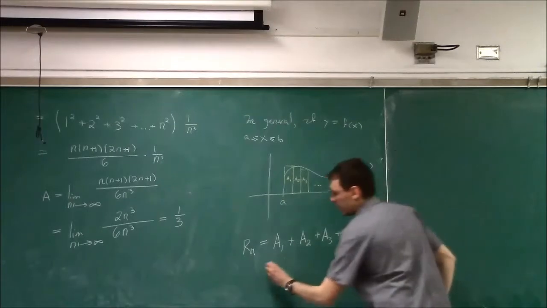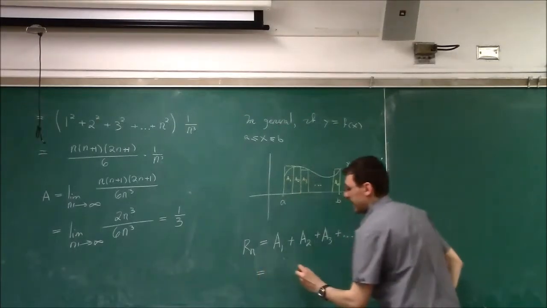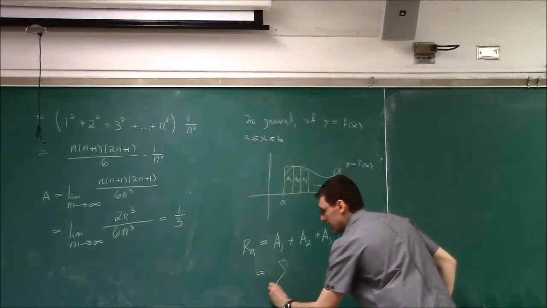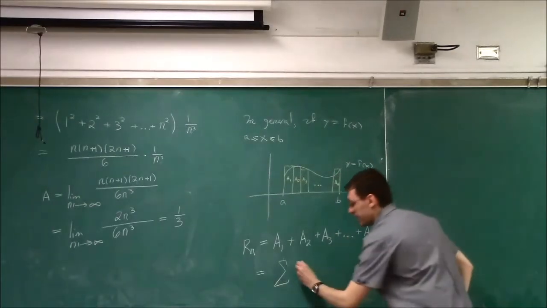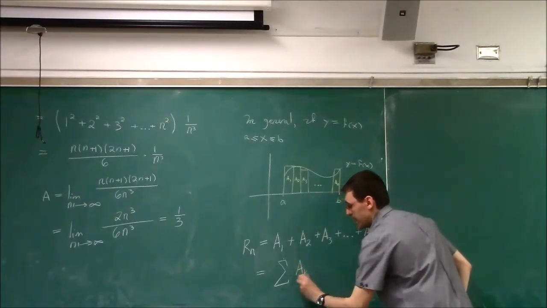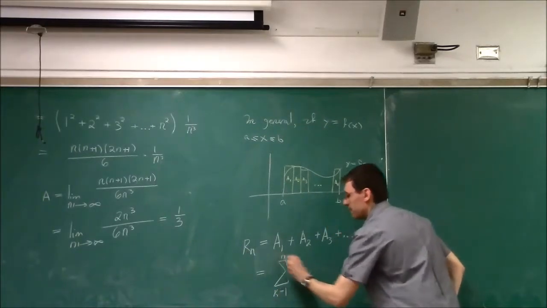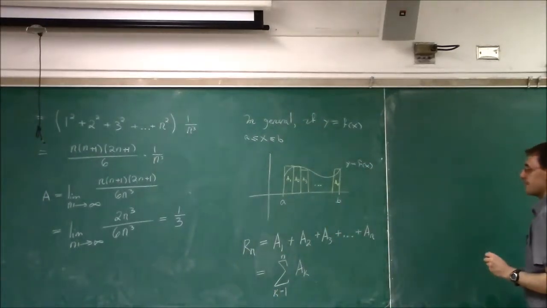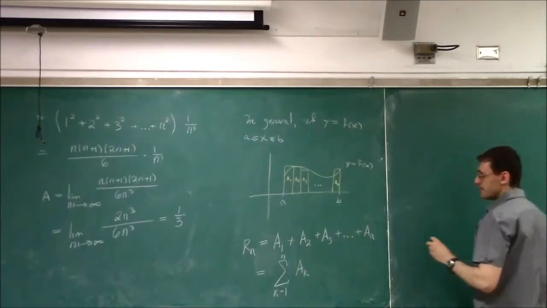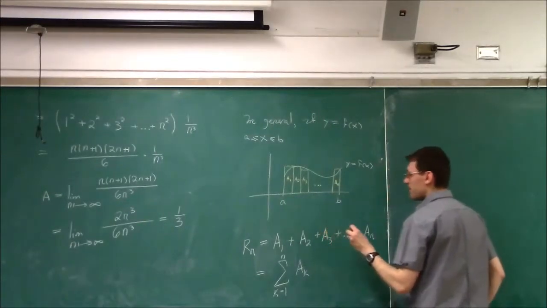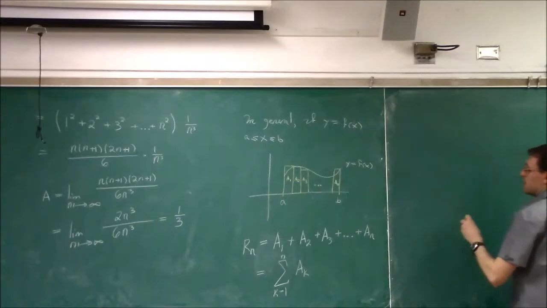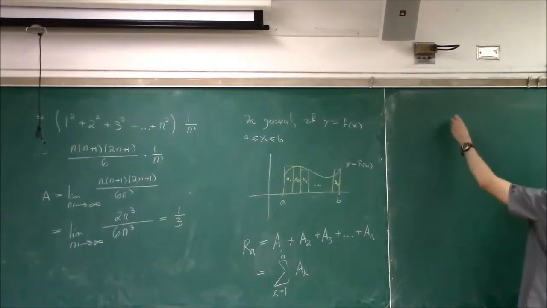So what I need to do is figure out an expression for the kth rectangle. So this is just the summation of A sub k, where k goes from 1 to n. Now, let's just blow this picture up and see what A sub k looks like.